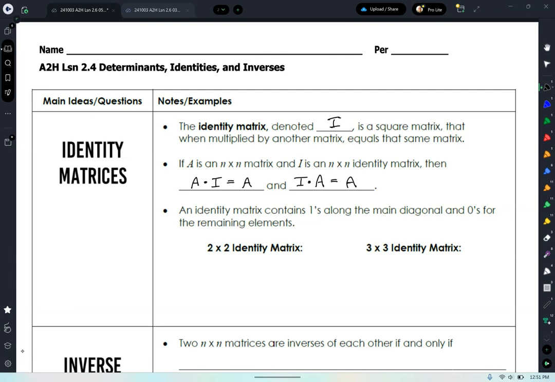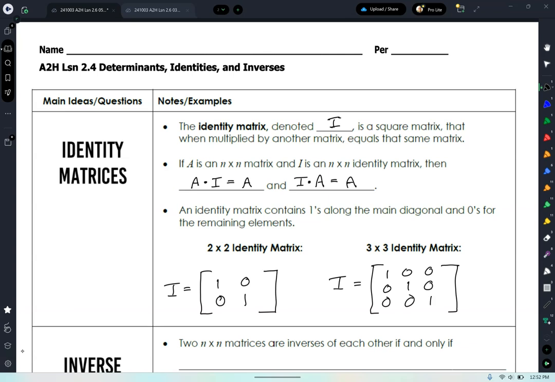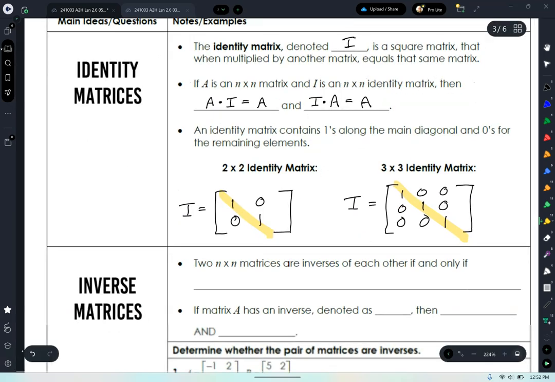Okay, so then let's talk about what I looks like for a 2 by 2 matrix. What does I look like for a 3 by 3 matrix? What do you notice? Ones and zeros, and the ones are isolated to the main diagonal that starts at the upper left corner. Okay, let's just try one for a second.